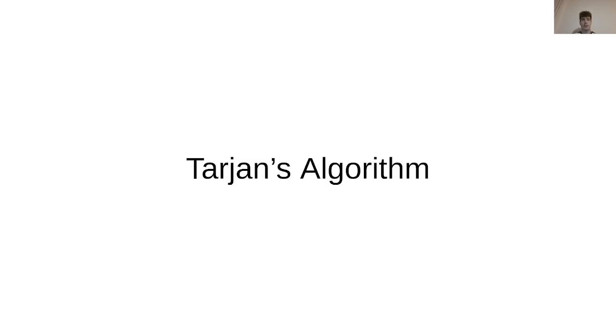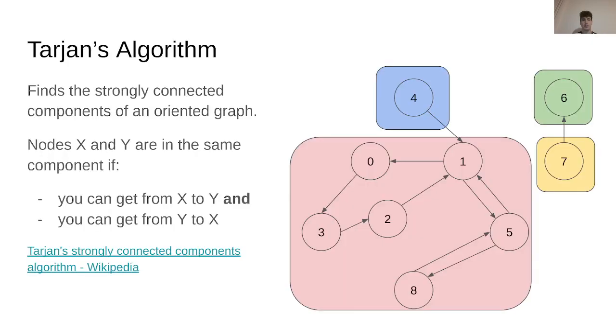Alright, now the elephant in the room, this is a pretty difficult algorithm called Tarjan's algorithm, and let's see what we have. So here we go back to graphs with cycles, and the task is quite different. This Tarjan's algorithm finds the strongly connected components.